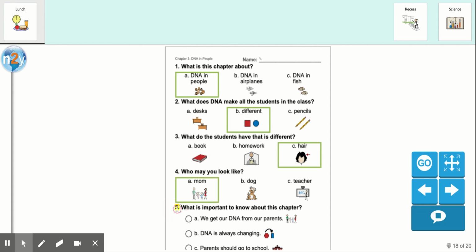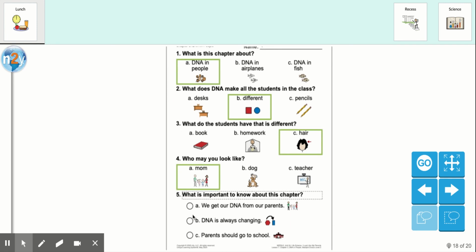Okay, number five. What is important to know about this chapter? We get DNA from our parents. DNA is always changing. Our parents should go to school. Well, only one of these makes sense. We get our DNA from our parents.